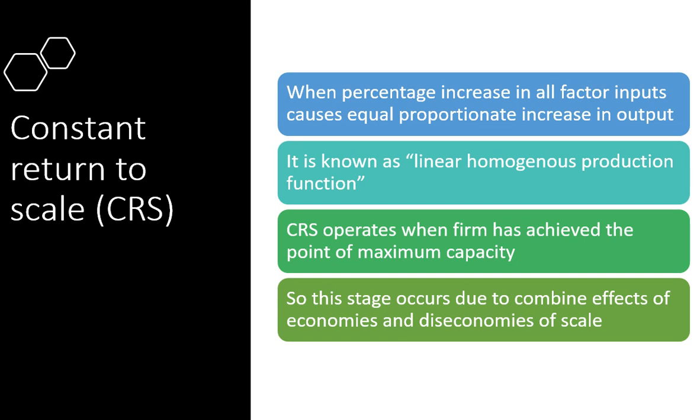When a percentage increase in all factor inputs causes an equal proportionate increase in output, it is known as a linear homogeneous production function. Constant returns to scale operates when a firm has achieved the point of maximum capacity. So in constant returns to scale, a firm achieves the point where its total product is at the maximum point. If it hires more laborers after that point, then its total product will decrease. So this stage occurs due to the combined effect of economies and diseconomies of scale.